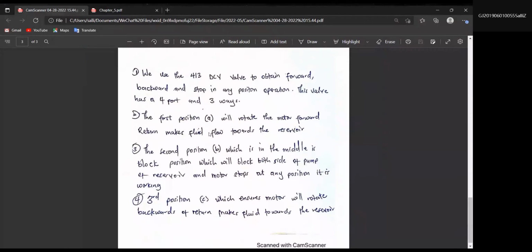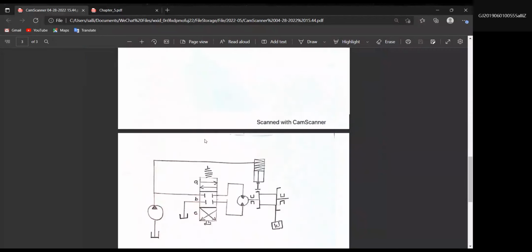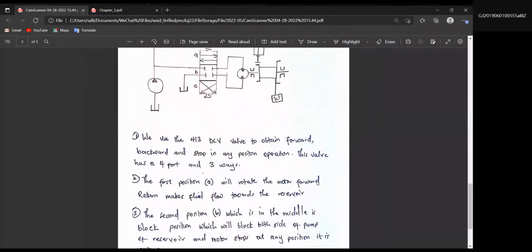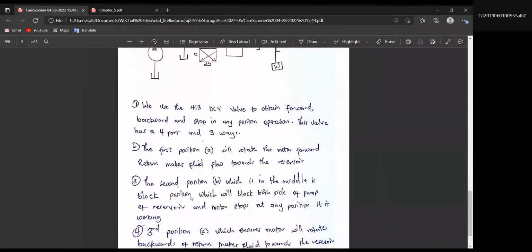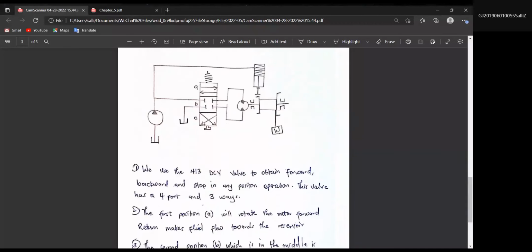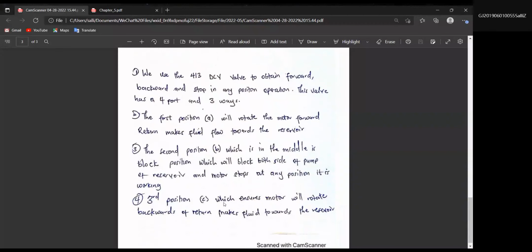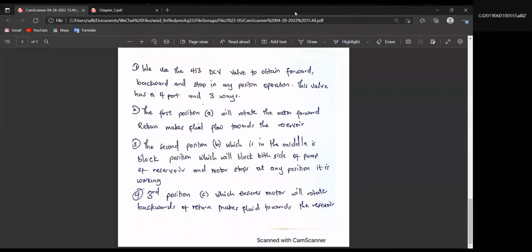This valve has 4 ports and 3 positions. The first position, A, which is this part of the valve, will rotate the motor forward. It returns fluid flow towards the reservoir. The second position, B, which is the middle part of the valve, is the blocking position, which will block both sides of the pump and the reservoir, and the motor stops at any position it's working. And the last part, C, in this third position, ensures that the motor will rotate backwards and return the fluid towards the reservoir. So that is my understanding of the homework.